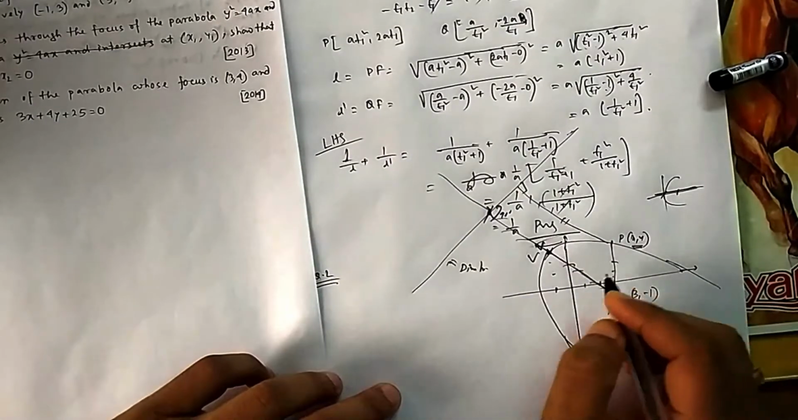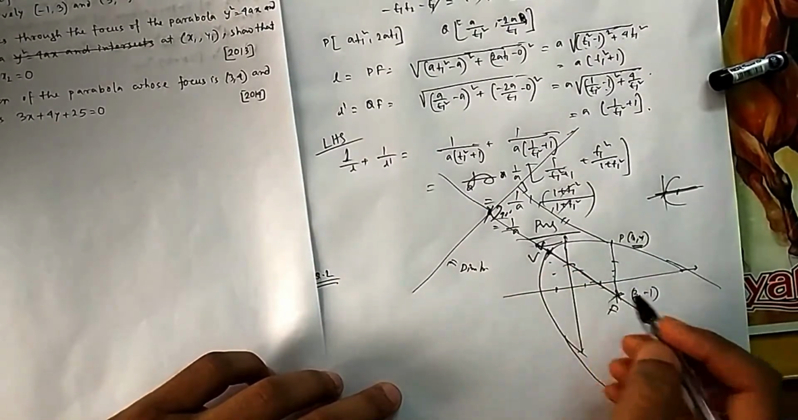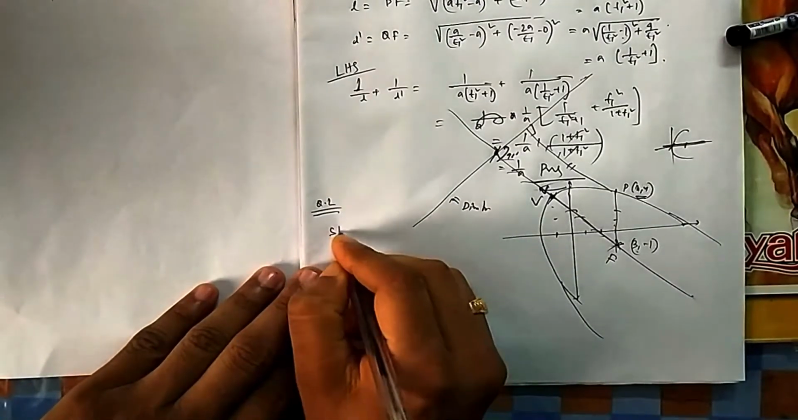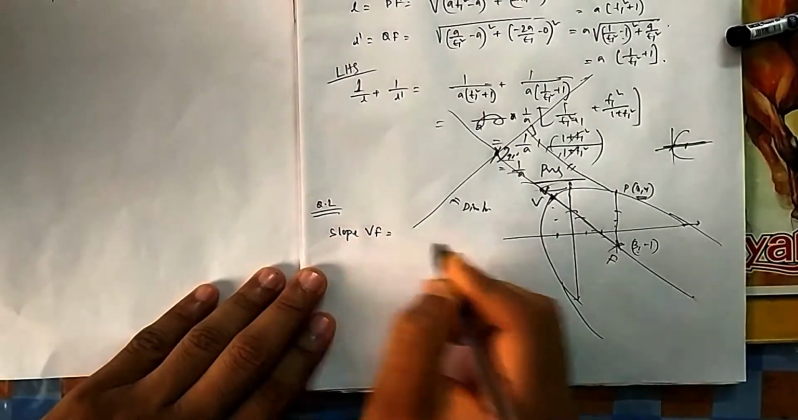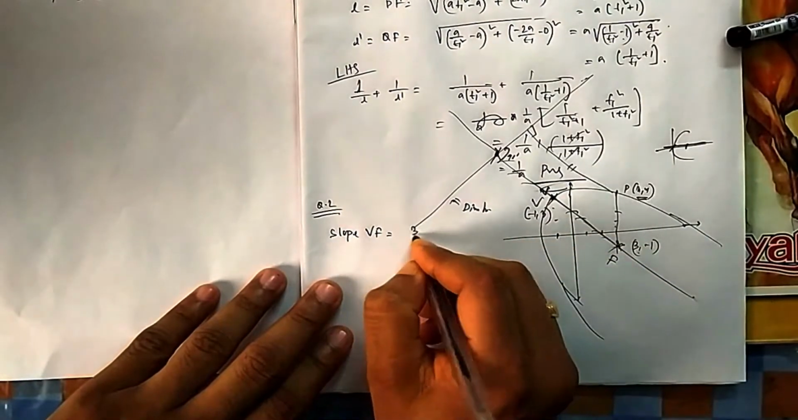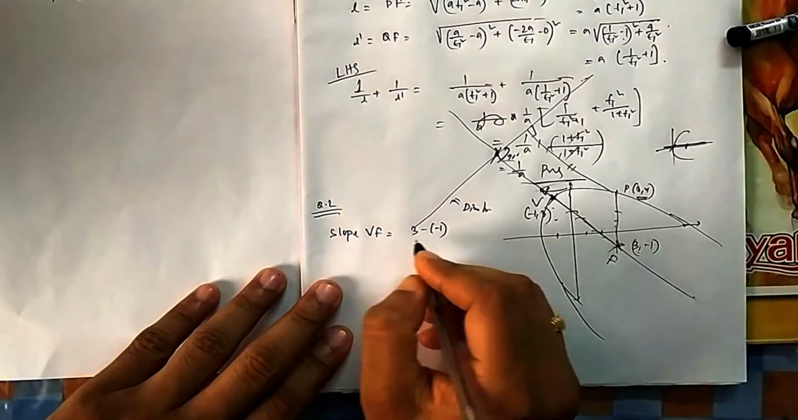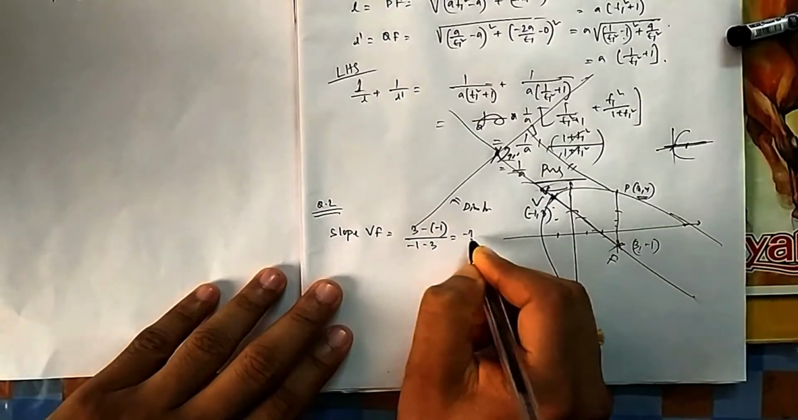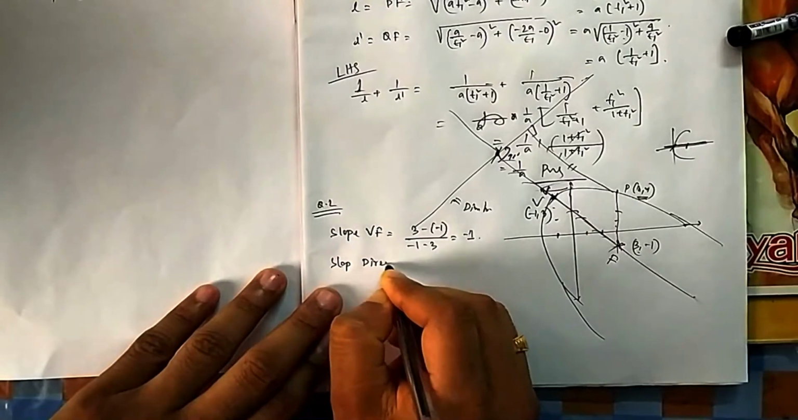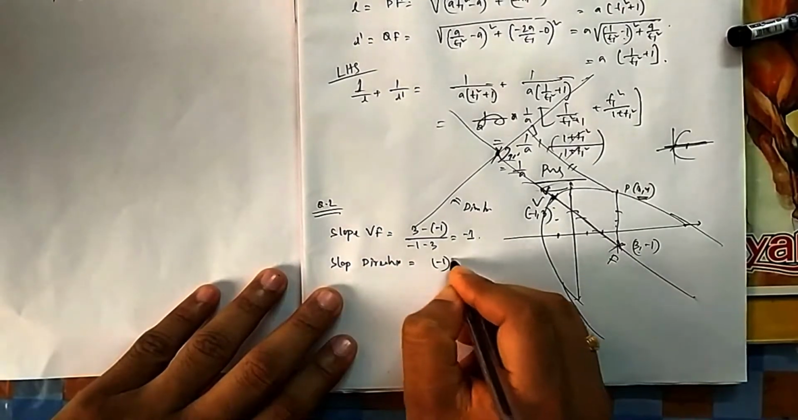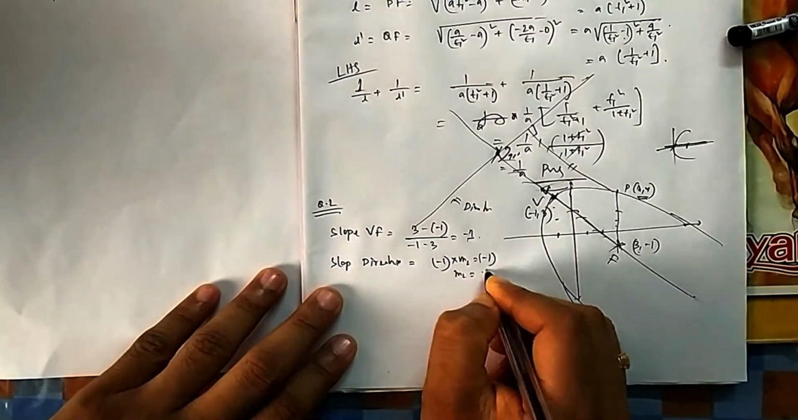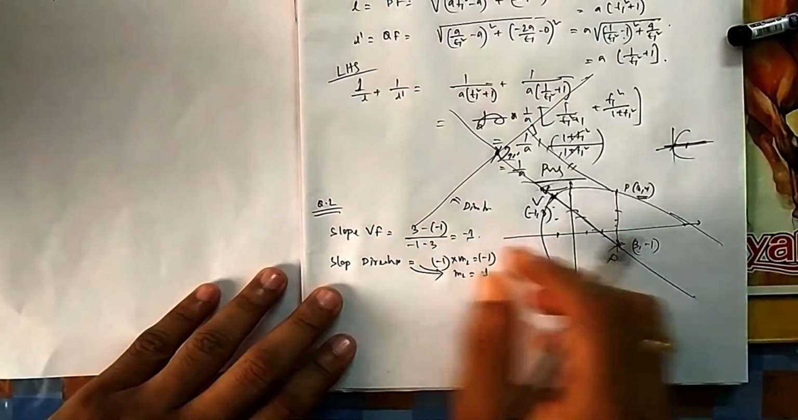So how to find this point? Let me write: find the slope of VF. What is the slope of VF? What is V? This is given, -1, 3. Using y minus y1 over x minus x1, with -1 and -3, it is -1. That is the slope. Therefore what will the slope of the directrix be? Because the directrix is perpendicular, -1 into m2 should be equal to -1, since m1 m2 should be equal to -1. So m2 is the slope of the directrix.